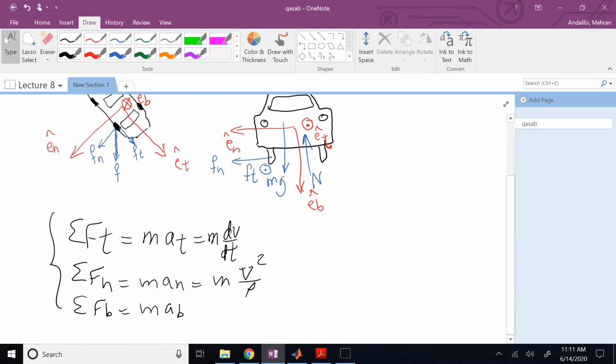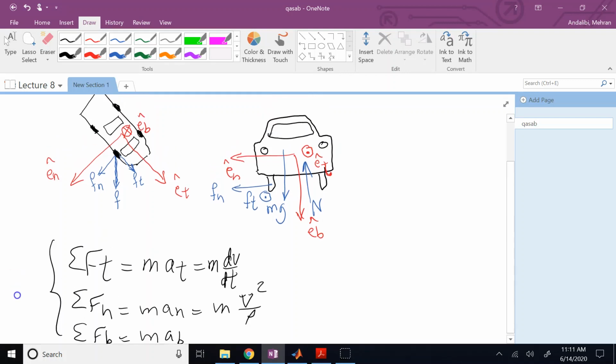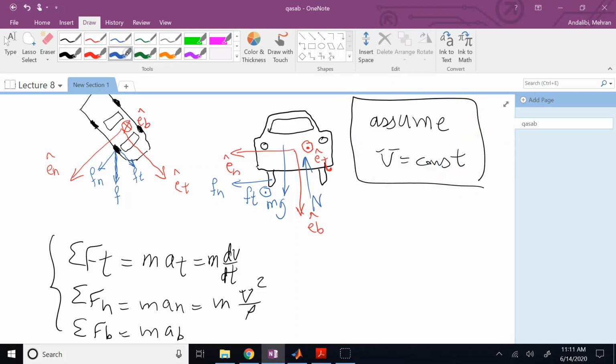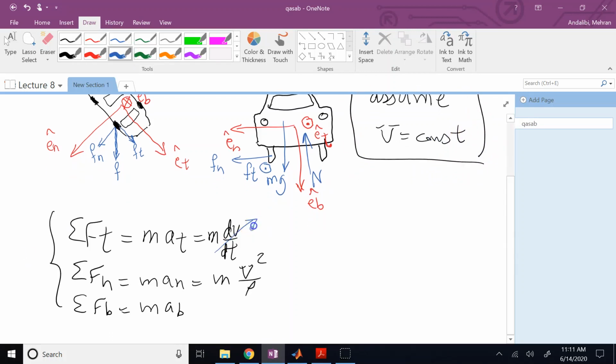Now, in this case, we assume that the guy is going to maintain a constant speed as he goes along the ramp. So here we assume, based on the problem, because it never said it can increase or decrease, that v is what? Constant. Therefore, this term is equal to 0, and therefore there is no need for the longitudinal friction.